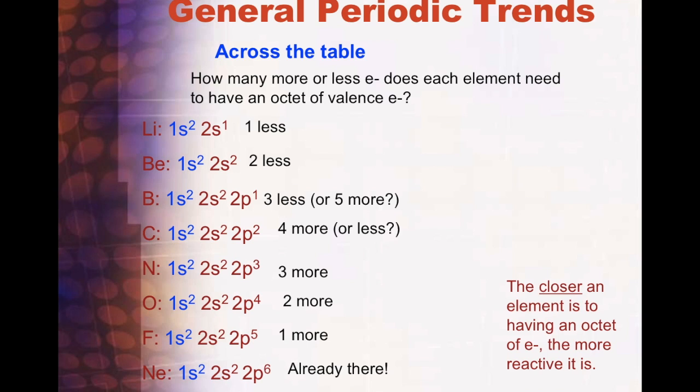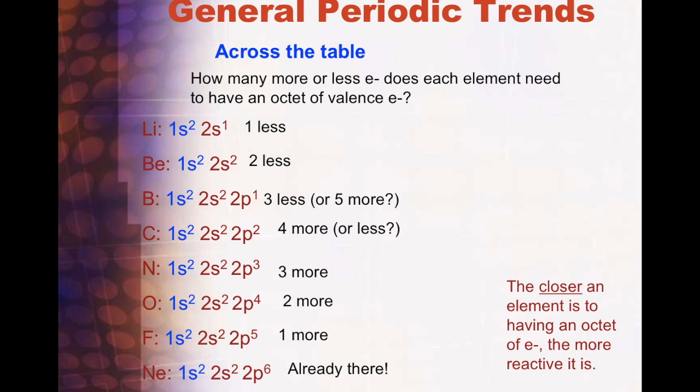Another thing that we need to know about periodic trends is that the closer an element is to having an octet, the more reactive it is. There are a couple of reasons for this. First of all, the ones that are very close to having a stable electron configuration. For lithium, for example, it only needs to lose 1 electron, so that's fairly easy to do.